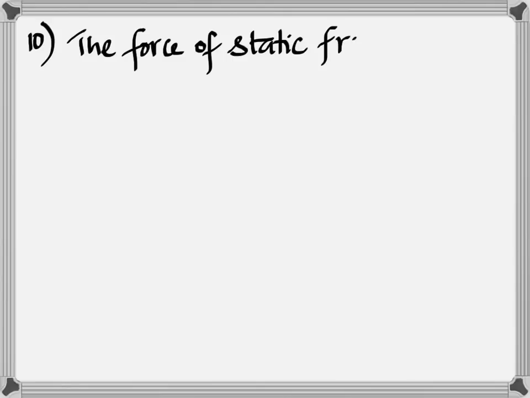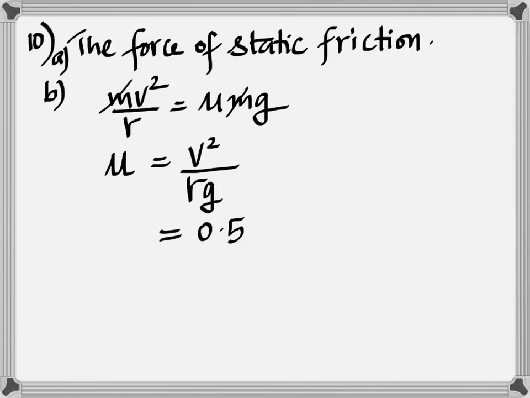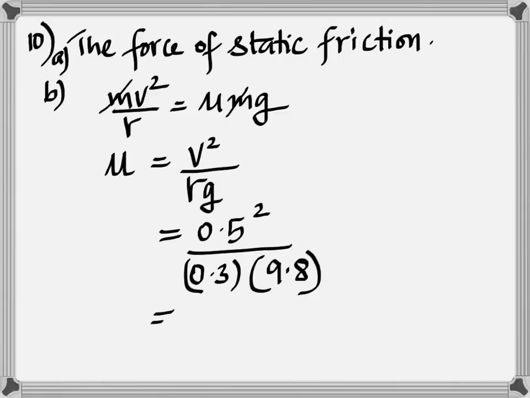Question 10 is about rotational motion, and it is the force of static friction that keeps the coin on the turntable. Centripetal force should be equal to force of friction, which is mu Fn, and Fn is mg, so mu is 0.085.